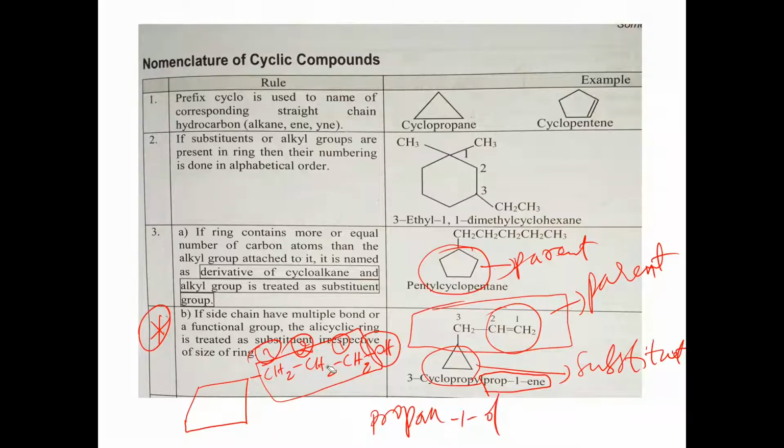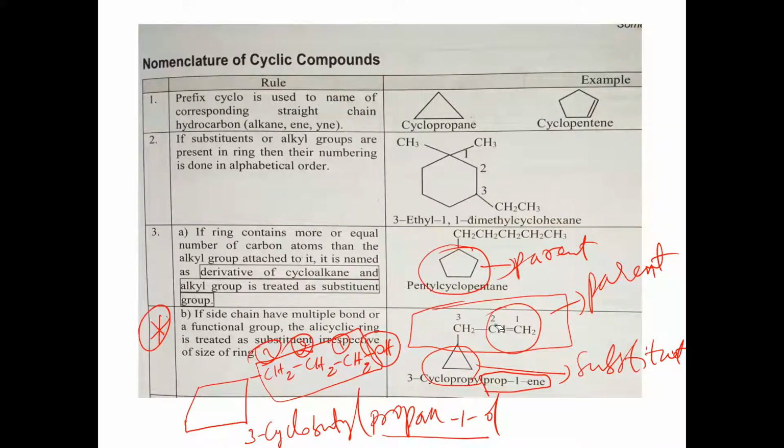In this propanol, on the third carbon, which group is attached? Cyclobutyl. So it is 3-cyclobutylpropan-1-ol, the IUPAC name of this compound. Here, check it: the side chain contains only 3 carbon atoms, whereas the ring contains 4 carbon atoms. Even if the ring contains more carbon atoms than the side chain, the side chain is taken as the parent compound. Why? The side chain contains the alcohol functional group.